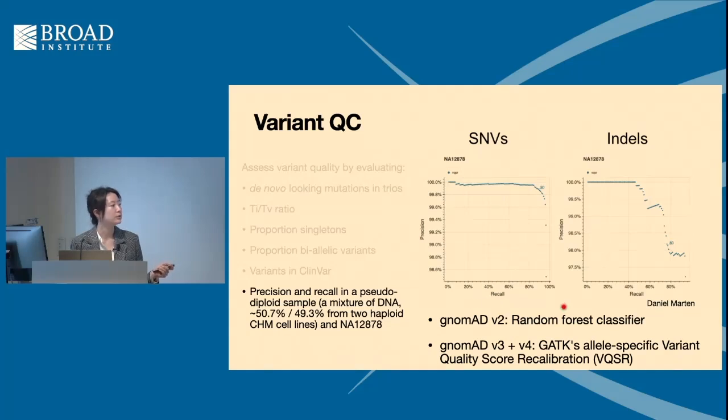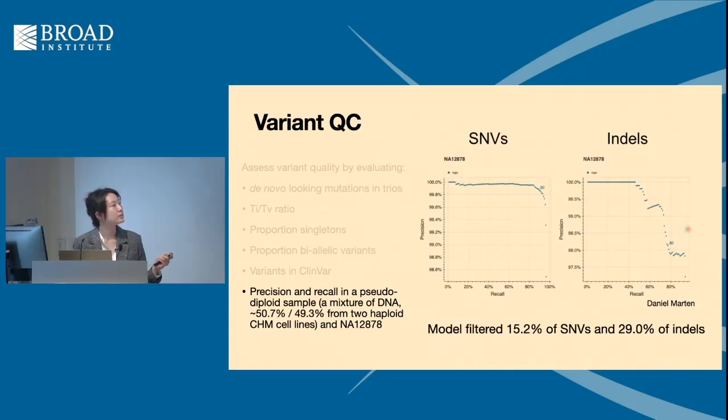For V2, we trained a random forest to determine a score of whether a variant was likely to be a true variant or an artifact. And in V2 and V3 and V4, we used GATK's allele-specific VQSR. So that's what this plot is showing here. Our team actually combs through all of these plots to draw cutoffs. So we filtered to keep 90% of all SNPs and 80% of all indels. And with this model for V4, we filtered 15.2% of SNPs and 29% of indels.